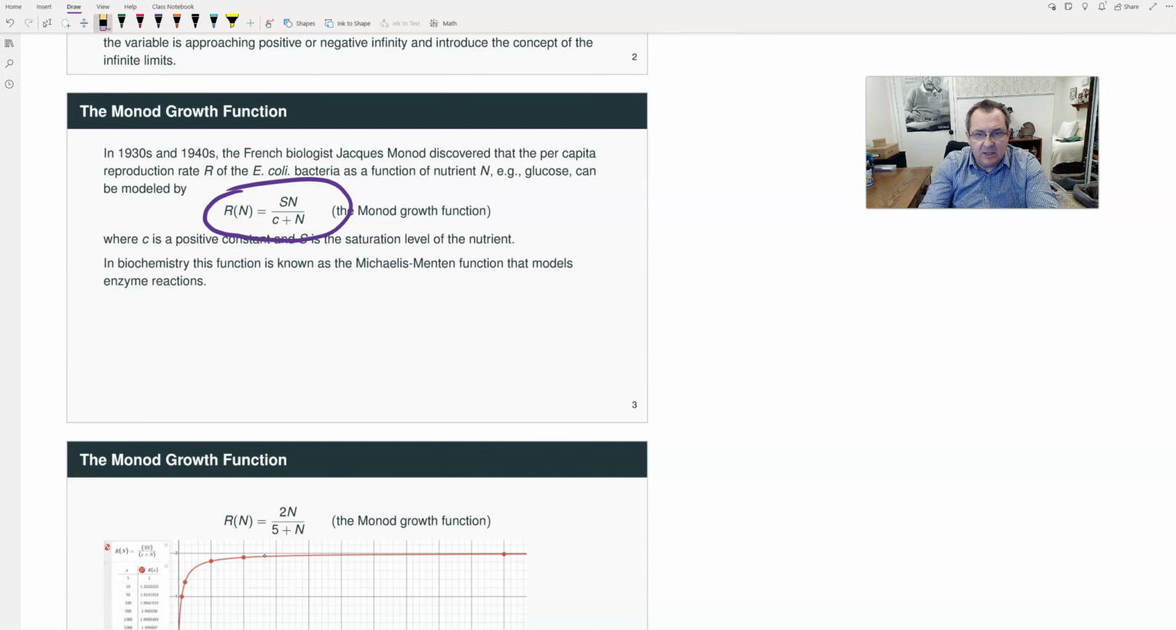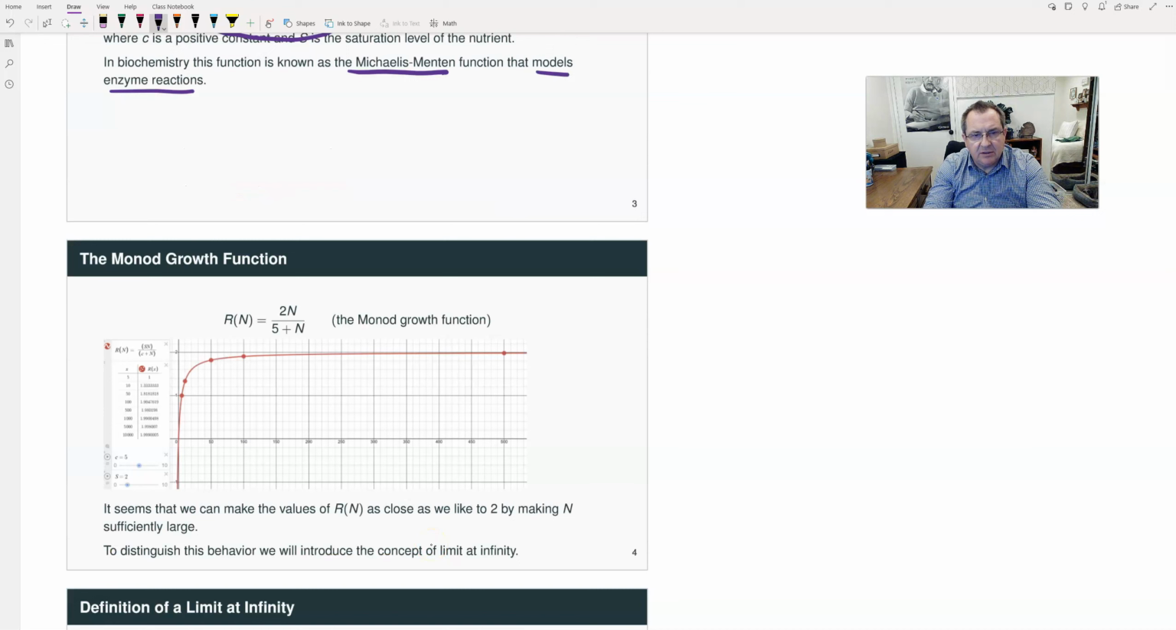It turns out that the same function was introduced in biochemistry under the name of the Michaelis-Menten function, and in biochemistry, that function modeled enzyme reactions. Let us consider the Monod function in slightly more detail. Here we have a plot that was produced in Desmos. You can see the table of values corresponding to all these points on the graph, and you see the graph that connects those points.